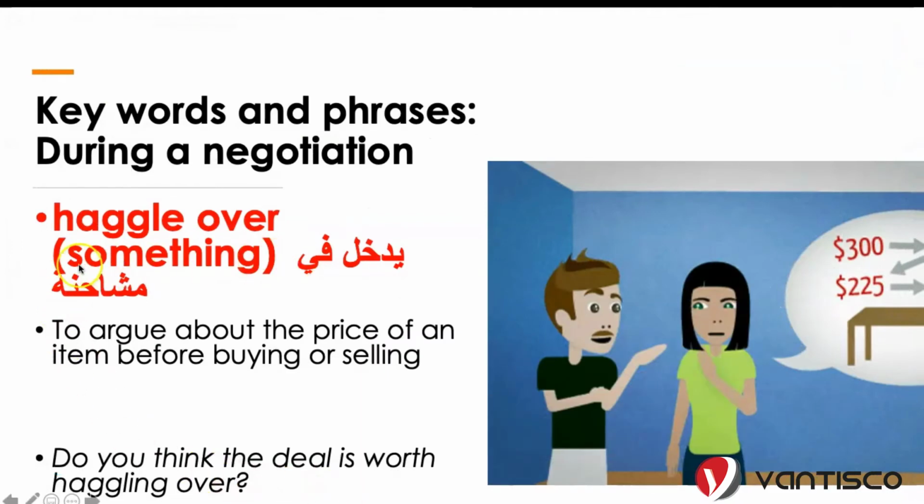haggle over something. بعد haggle over بدي استعمل object. haggle over what؟ يعني يدخل في مشاحنة خلال المفاوضات. To argue about the price of an item before buying or selling. haggling over دايما على البرايس، على السعر، قبل عملية الشراء أو البيع. Do you think the deal is worth haggling over?